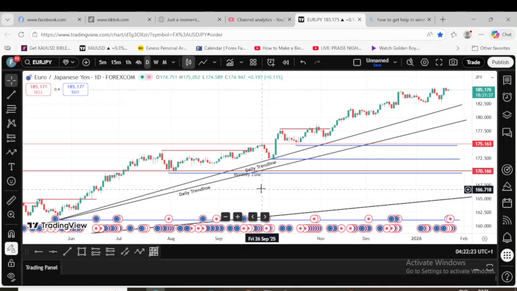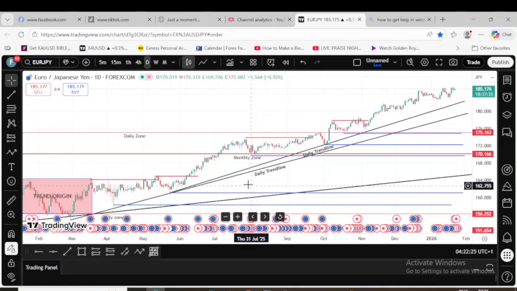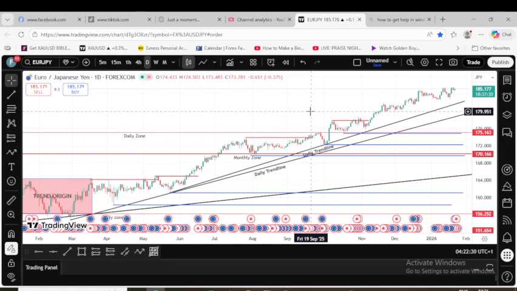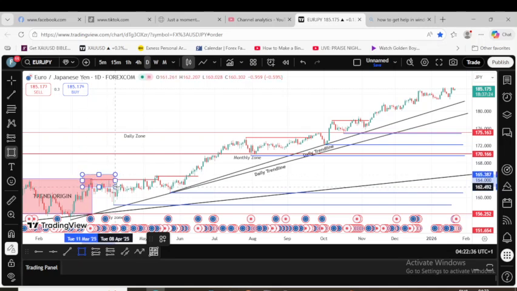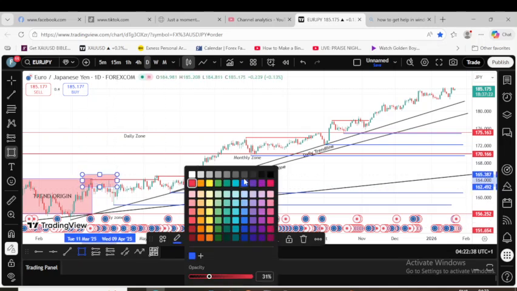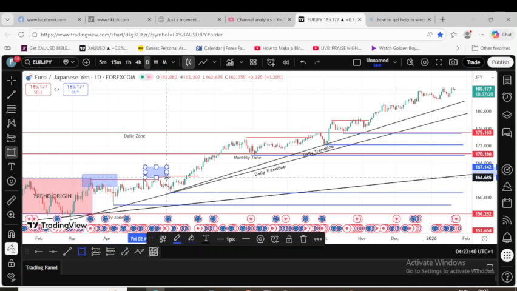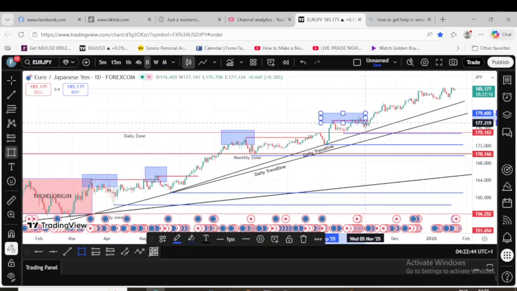So price is currently in an impulsive move. So we expect price to switch to a correctional move, because after an impulsive move comes a correctional move. So we'll highlight this point, this point, this point, this point.